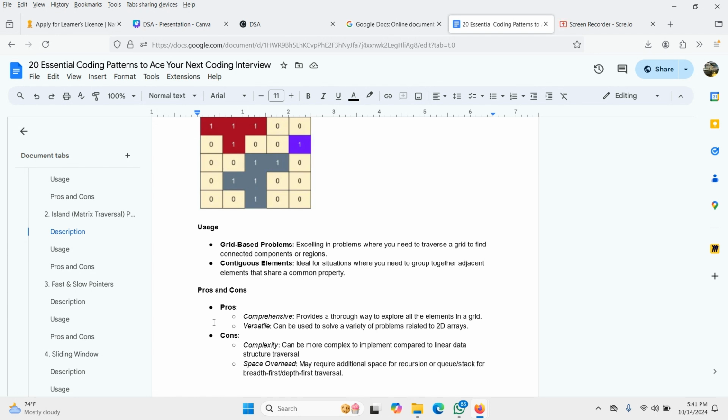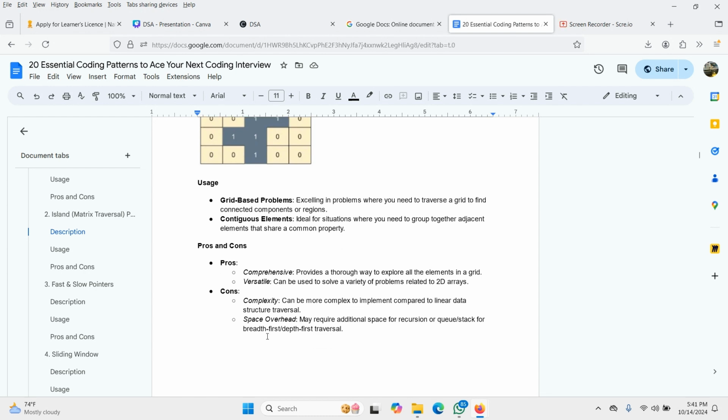For solving the DSA question. Next, we have discussed the pros and cons of the two-pointer approach. This also has pros and cons. So let's understand the pros and cons of the matrix traversal pattern. The first pro is that it provides a true way to explore all elements in the grid. Next, it is versatile. It can be used in a variety of problems. We can solve a variety of problems related to a 2D array by this pattern.